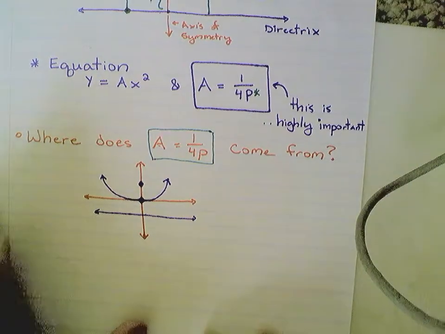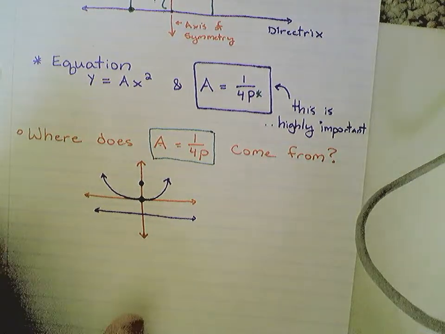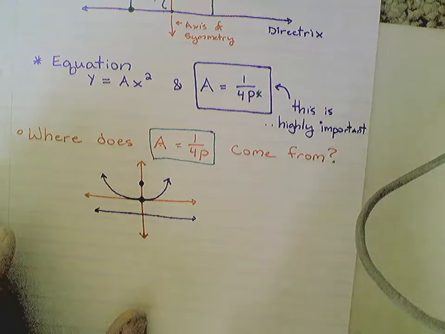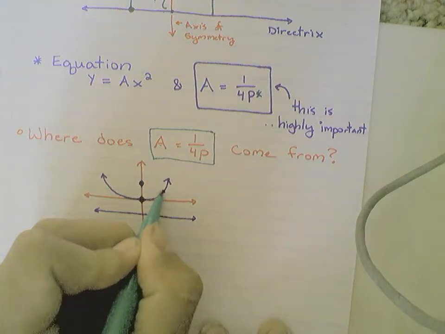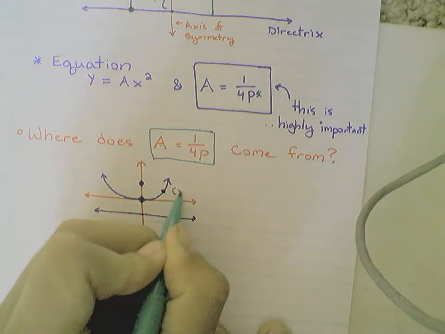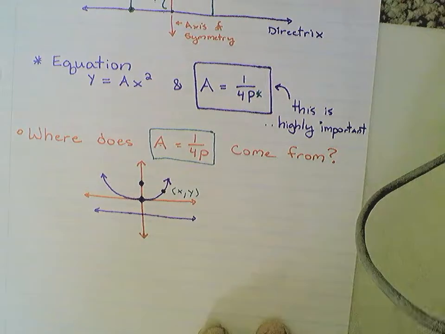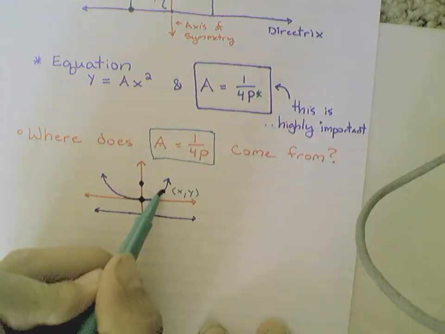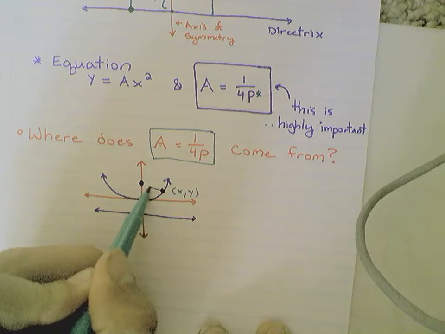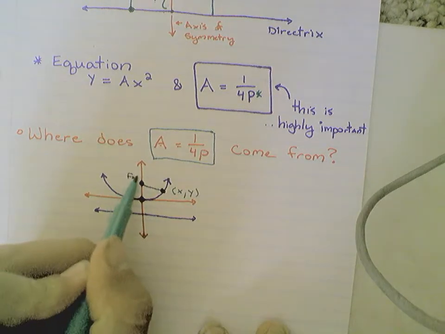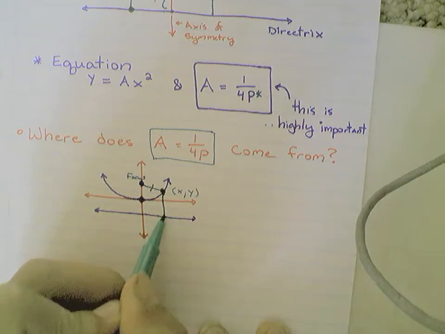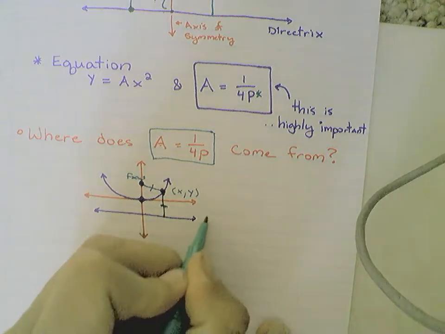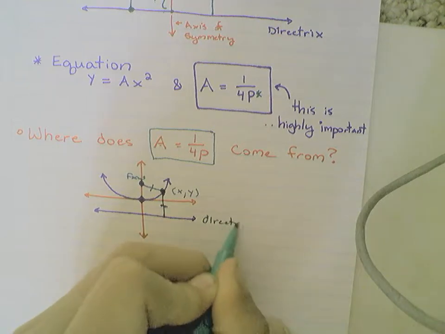It comes from two things: one, the definition of a parabola, and two, the distance formula. So suppose I take a point on my graph, let's take this point here and say that's some point x comma y. By the definition of parabolas, we know that the distance from this point to the focus should be the same as the distance from that point to the directrix. And once again, the directrix is this line.